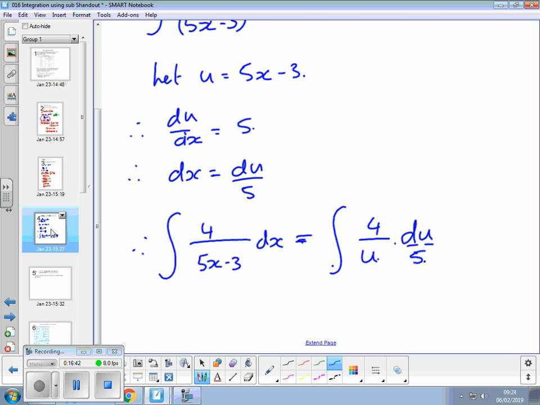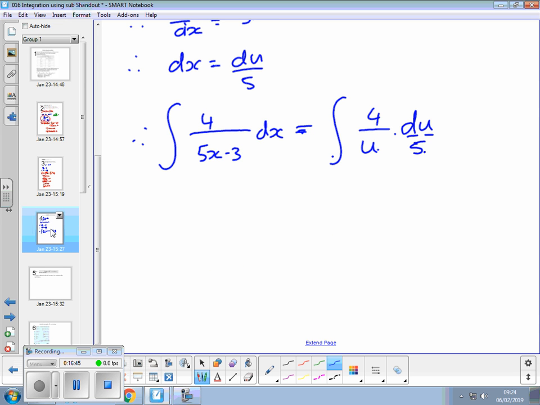Yep. Where can I go from there? What constants have we got? We've got a 5. That's 1 over 5. Anything else? And 4. That could be written as 4 times 1 over u. So we can bring the 4 out, and that's a 5th times du. So we can bring the 5 out. The integral of 1 over u du.